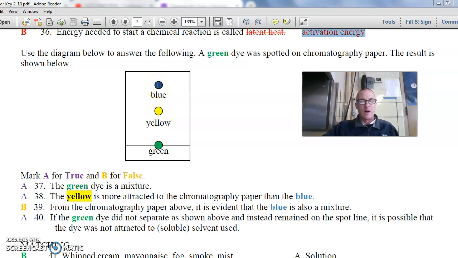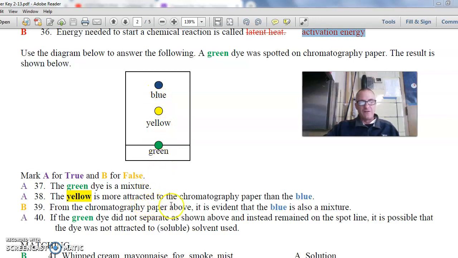Why didn't it pull the yellow up as far? The yellow wasn't as attracted to the solvent as the blue was, and the yellow was more attracted to the paper than the blue was. So the way this mixture is pulled apart is by the various attractions they have. The more attracted it is to the paper, because of having similar intermolecular forces, since like intermolecular forces attract likes, the yellow was more attracted to the paper than the blue. The blue must have had intermolecular forces more like the solvent, since it went further up the paper.